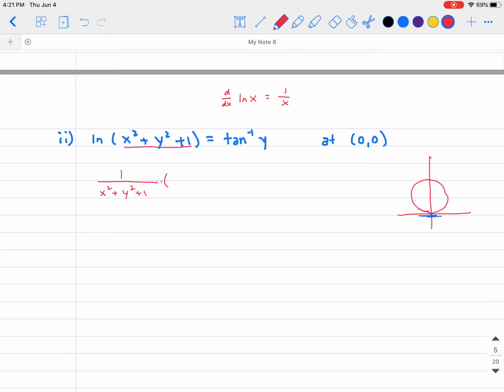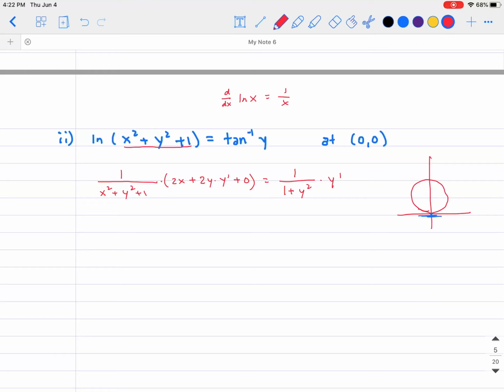Next, this is where the chain rule comes in. So multiply by the derivative of the inner function. The derivative of the inner function is going to be 2x plus 2y multiplied by y prime plus 0, is equal to. So remember, implicit differentiation for the inside part, right? That's where the 2x comes from, the 2y comes from, y prime, because you're taking the derivative with respect to y. On the right-hand side, the derivative of tan inverse is going to be 1 over 1 plus y squared multiplied by y prime, because again, we're taking the derivative with respect to y, and also using the trig inverse derivative that we derived earlier.